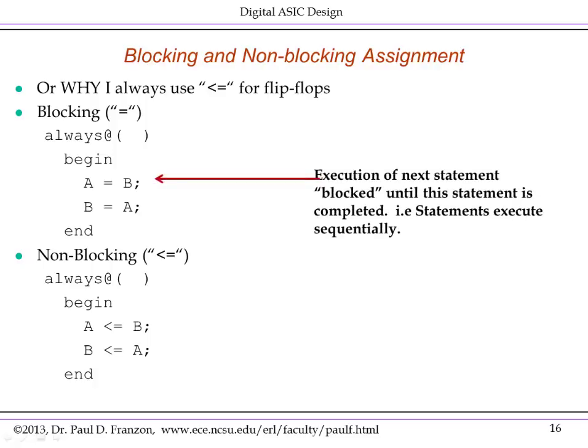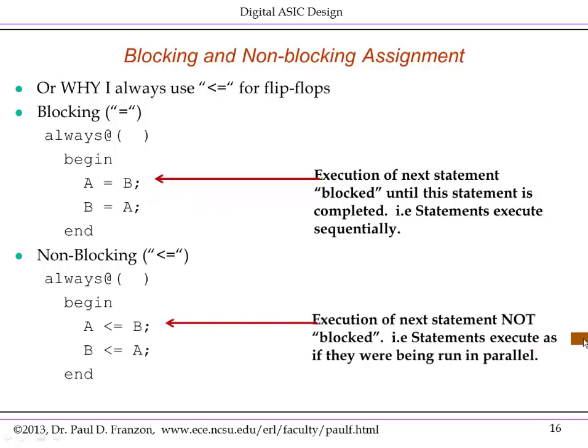called such because the execution of this next statement is blocked. That is, this assignment cannot occur until the execution of the first statement is completed, and so on if there are more than two statements. That is, the statements execute sequentially, in sequence, as you would normally expect to see in a procedural block. This is exactly what you normally write in C.